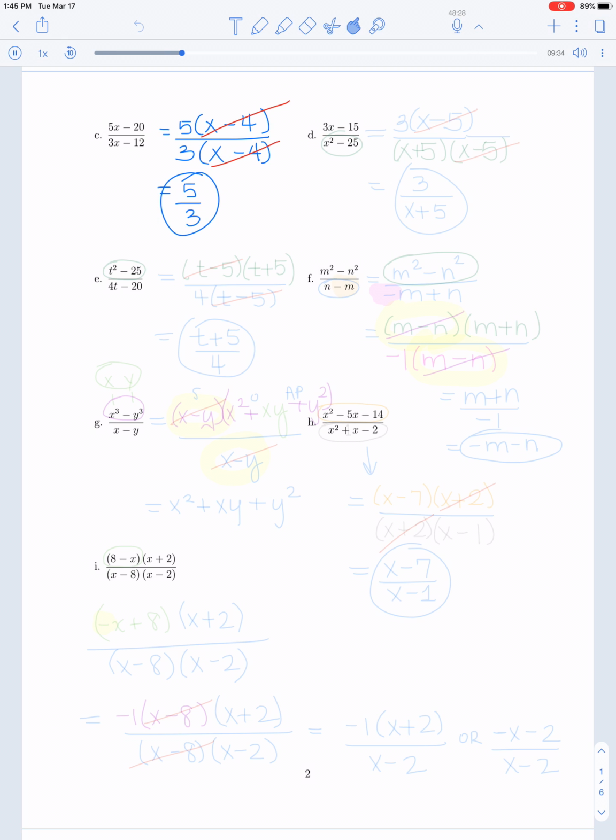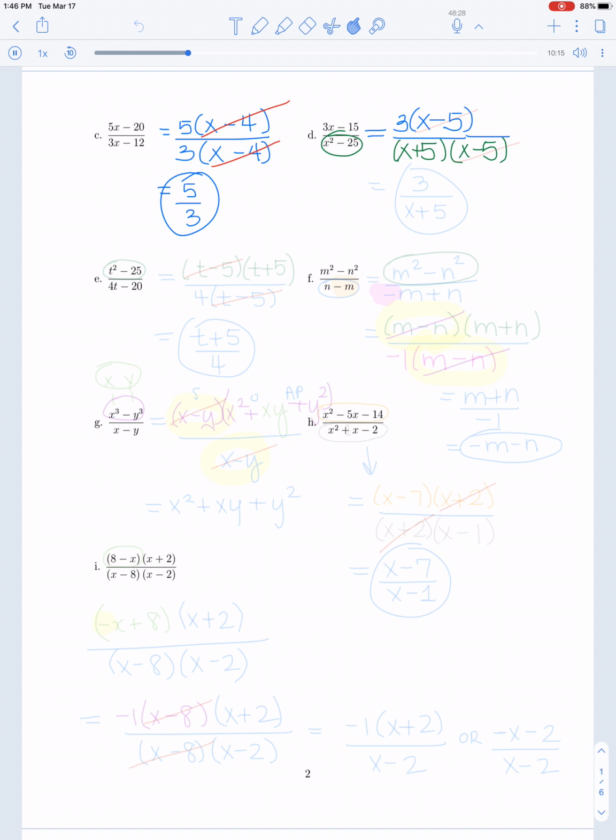Look at problem D. Again, it's not factored. There's nothing identical. So at this point, nothing can cancel. So we need to begin by factoring. On top, we have a greatest common factor of 3, which if factored out will leave us with an x minus 5. On the denominator, notice that we have a difference of 2 squares. Remember, a difference of 2 squares factors out as the 2 squares, which is x and 5, with one as a plus sign and one as a minus sign.